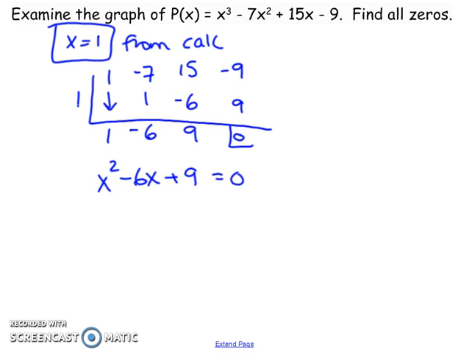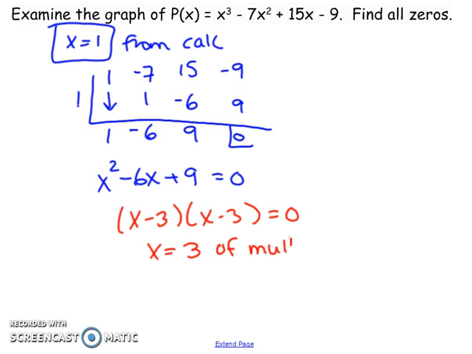So now we can just factor it. Multiplies to 9, adds to negative 6. So we have x minus 3 and x minus 3. If we set this equal to 0, we're going to get two of the same answer. So we have x equals 3 of multiplicity 2. That means that 3 appears twice.